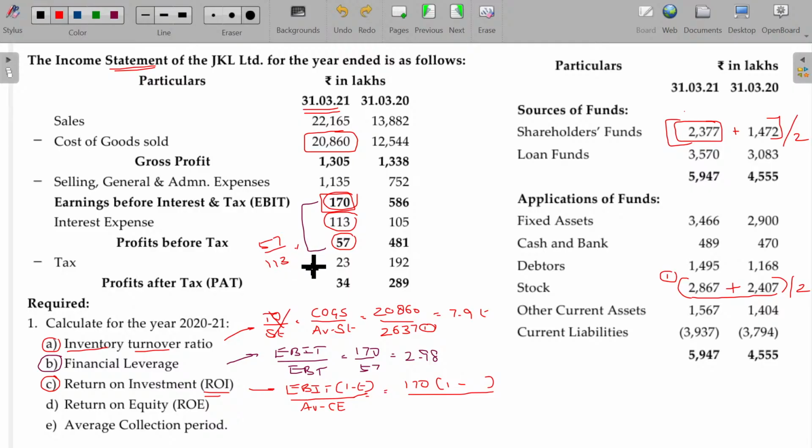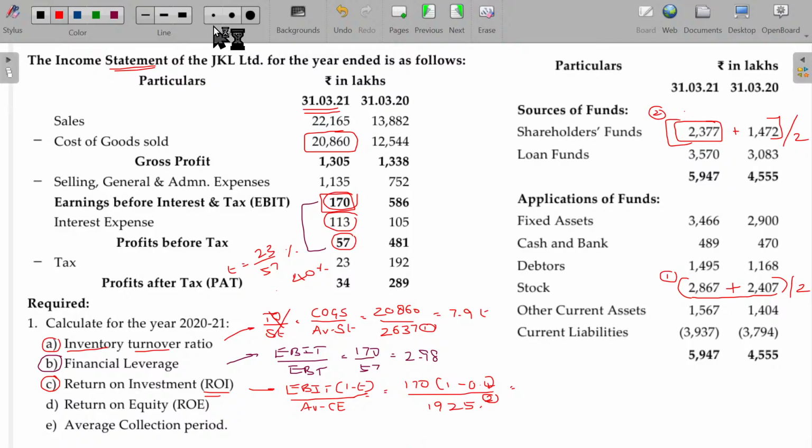No, this value here is 23 now. 57, 23 by 57. 40%. So the tax rate is 40%. So 1 minus 0.4 divided by average capital employed. What's the average capital employed here? 1924. Second adjustments. The final answer here being 1.9.